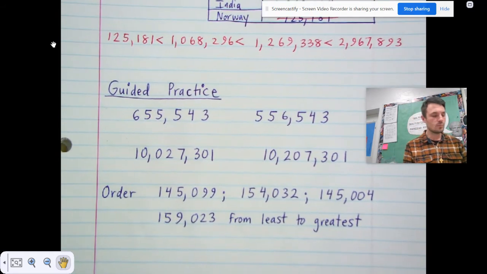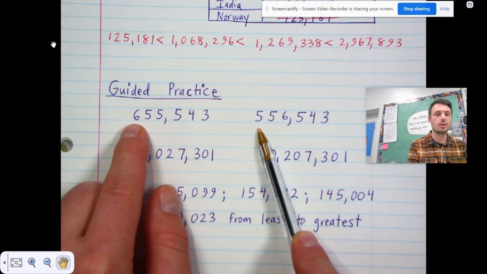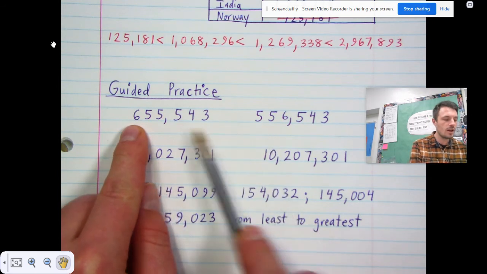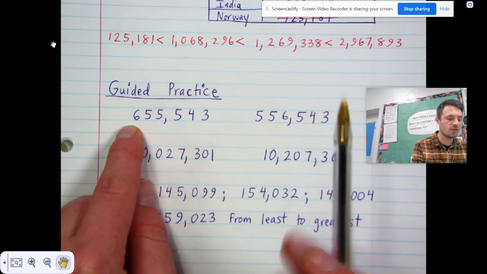So that way, once you get all the way over to the left, you know you're comparing the same place value. But this 6 and this 5 are both in the hundred thousands place. So we are comparing the same place value position. And this number has a 6 in the hundred thousands place, whereas this number has a 5.